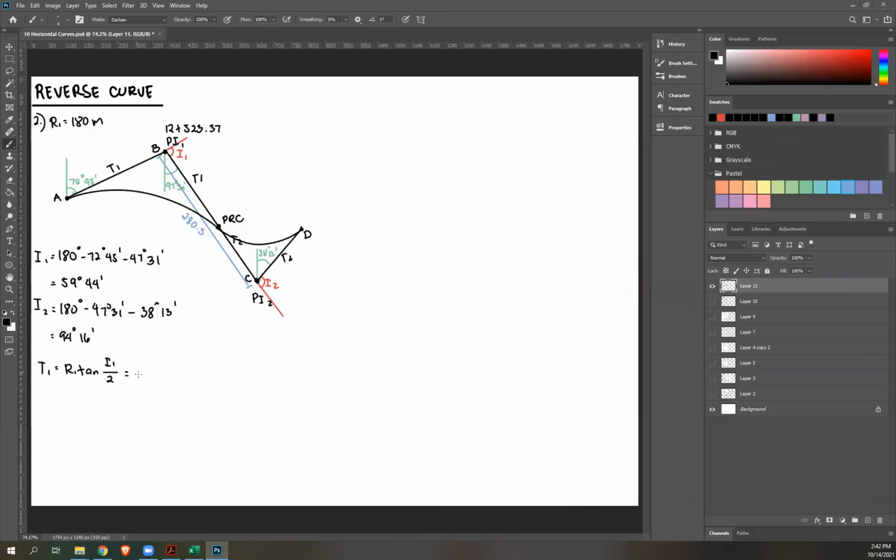The answer is 103.37. Okay, store that. That's one of the things we need. Right. Now I need LC1. LC1, what's the equation for length of curve?